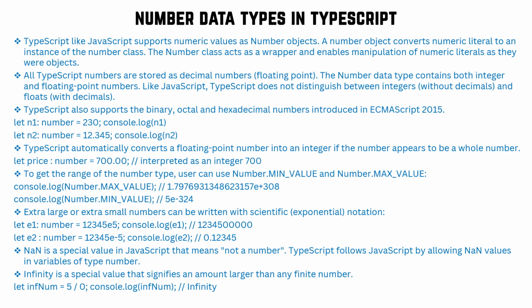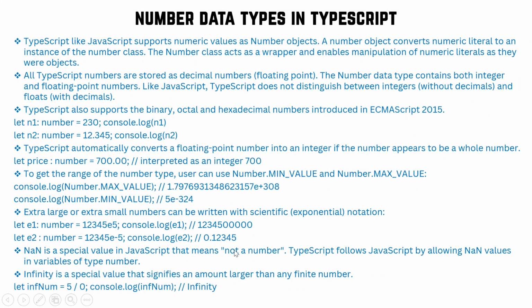TypeScript, like JavaScript, supports numeric values as number objects. A number object converts numeric literals to an instance of the Number class. The Number class acts as a wrapper and enables manipulation of number literals as objects. All TypeScript numbers are stored as decimal floating point numbers. The number data type contains both integer and floating point numbers. Like JavaScript, TypeScript does not distinguish between integers without decimals and floats with decimals.